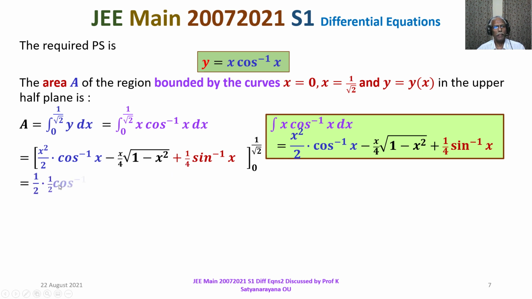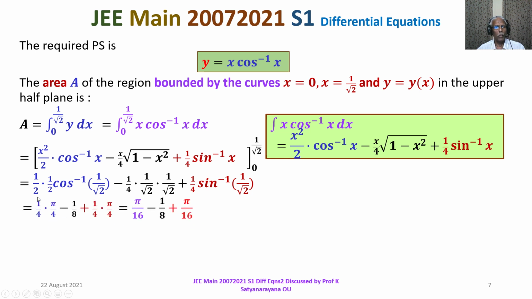So that will be this one. And for cos inverse 1 by root 2 and sine inverse 1 by root 2, we write pi by 4, and we get 1 by 4 into pi by 4 minus 1 by 8 plus 1 by 4 into pi by 4. That is equal to pi by 16 minus 1 by 8 plus pi by 16. Pi by 16 plus pi by 16 is pi by 8, minus 1 by 8. Take 1 by 8 common, and that will be 1 by 8 in brackets pi minus 1. So that's your final answer.